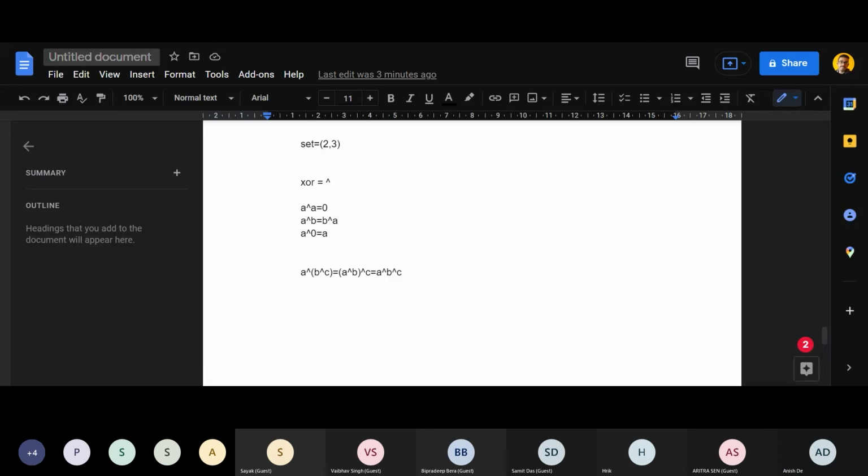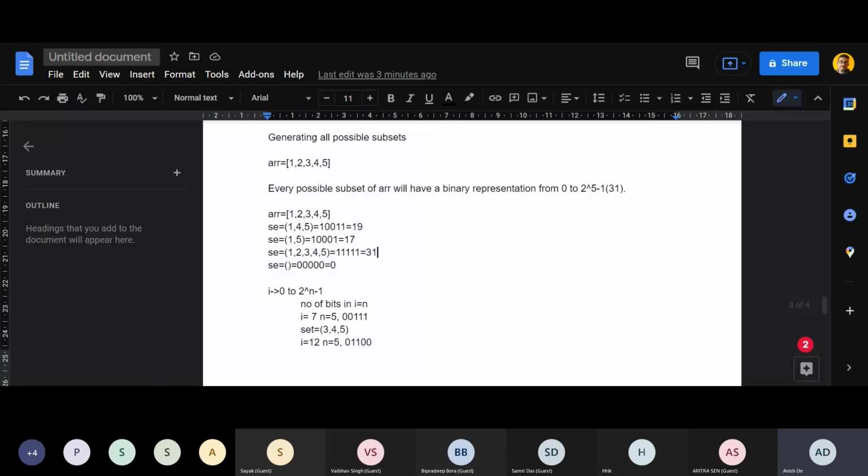Bhaiya, I have a question. Yeah, tell. I was asking what is the efficient approach for generating all the subsets? This is the most efficient approach for generating all the subsets. If you want every subset, because there will be 2 to the power n number of subsets, this is the best approach.